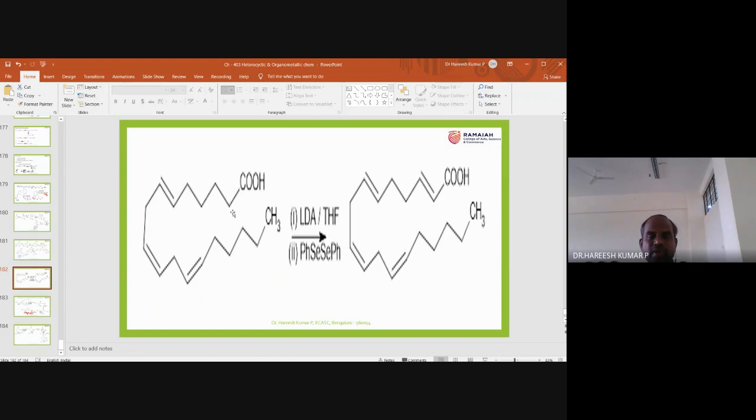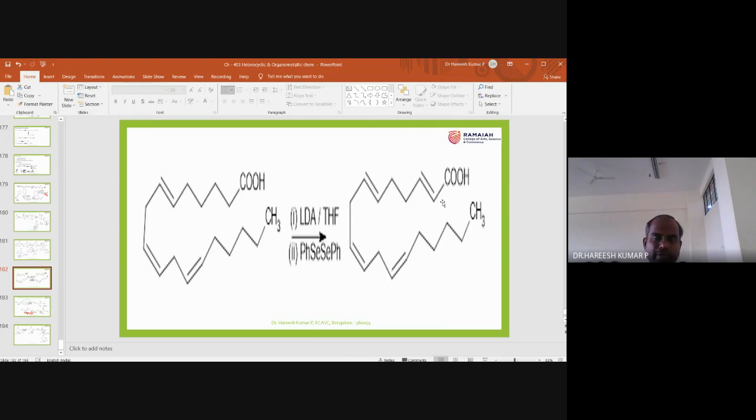So what will happen once there is a formation of the anion? That anion reacts with this selenium. So there will be a bond formation between this carbon and selenium. Then afterwards, the third step will be the treatment with hydrogen peroxide. Selenium oxide is formed and then deselenation, so there will be a new double bond formation here. So that's what I have written here. This is how a fatty acid is converted into an alpha, beta unsaturated carboxylic acid.